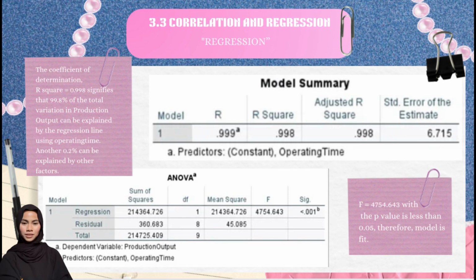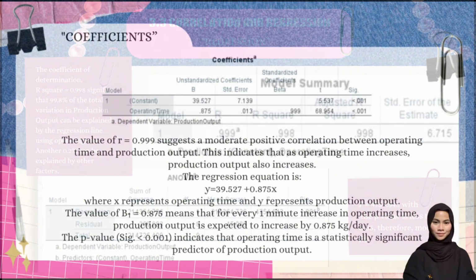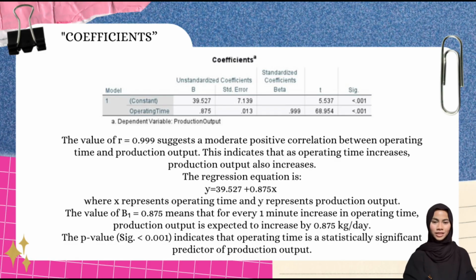Referring to the ANOVA table, the F value is 4,754.643 with a p-value less than 0.05. This result shows that the regression model is statistically significant, which means operating time has a significant effect on production output. Therefore, we can conclude that the regression model is fit and reliable for explaining the relationship between operating time and production output. This slide shows the coefficients of the regression model, which explain how operating time affects production output.